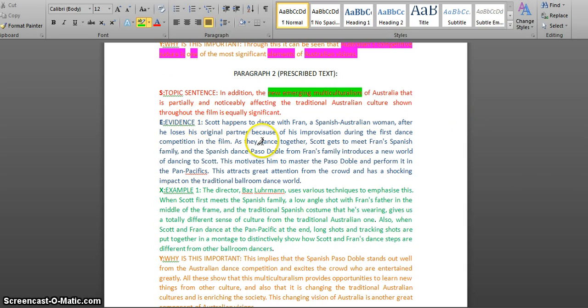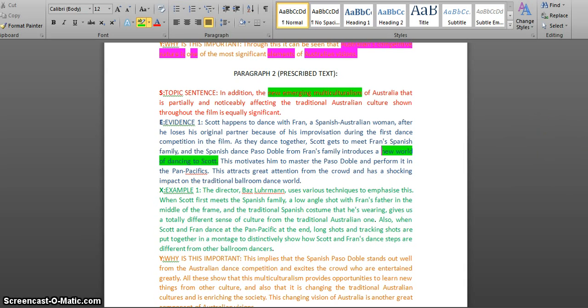Now, what's the evidence for that? Scott happens to dance with Fran, a Spanish-Australian woman, after he loses his original partner because of his improvisation during the first dance competition in the film. As they dance together, Scott gets to meet Fran's Spanish family, and the Spanish dance Paso Doble from Fran's family introduces a new world of dancing to Scott. So he's talking about a new world of dancing. So this motivates him to master the Paso Doble and perform it in the Pan Pacifics. This attracts great attention from the crowd and has a shocking impact on the traditional ballroom dance world.